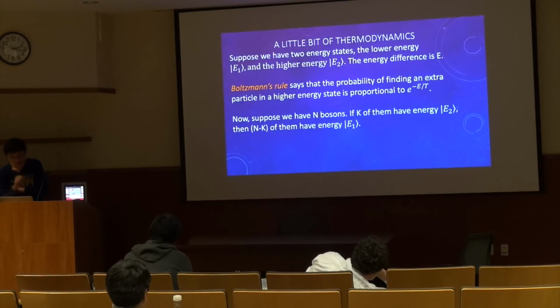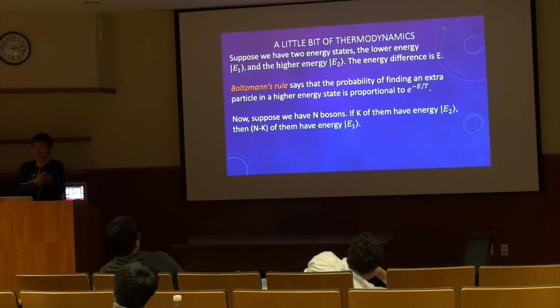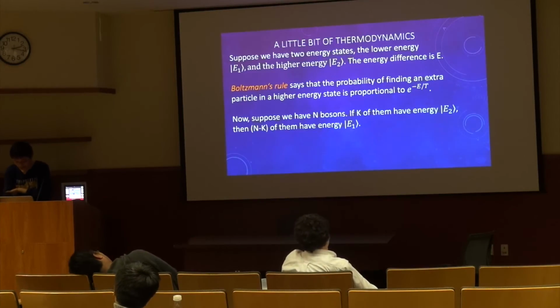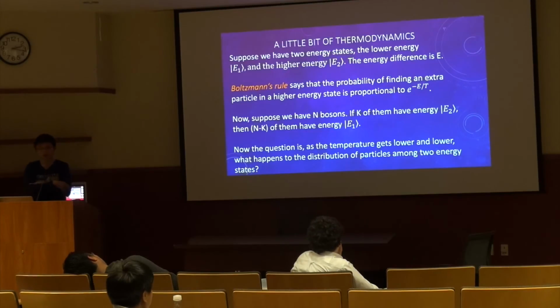So suppose we have n bosons, and k of them have energy E2, which is a higher energy, and n minus k of them must have energy E1, right? And that's how we describe the system. So what happens to the distribution of the particles as temperature gets lower and lower and lower? What you have is that you'll have 1 over e to the, basically the T will go to 0, so that whole thing will go to 1 over infinity, right? Indeed.